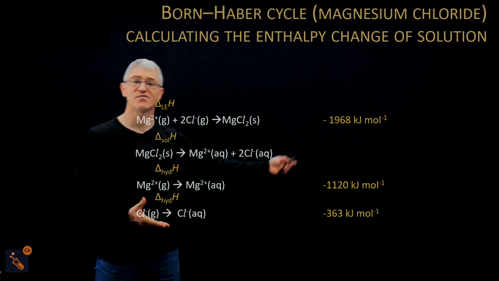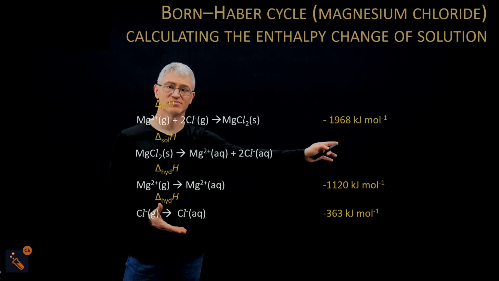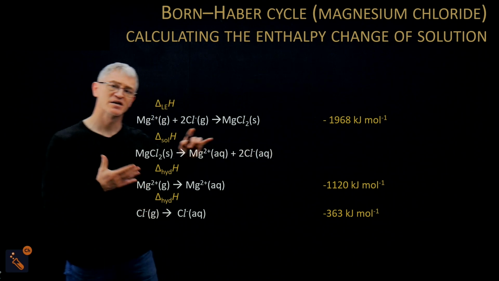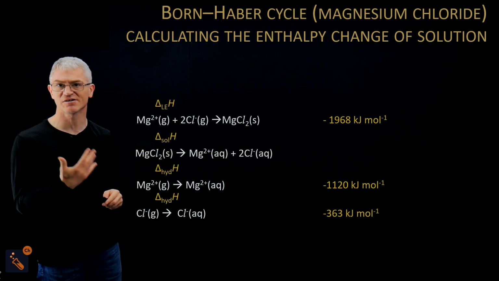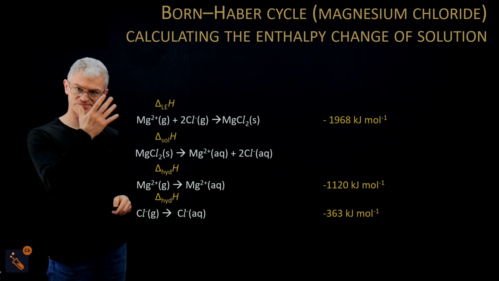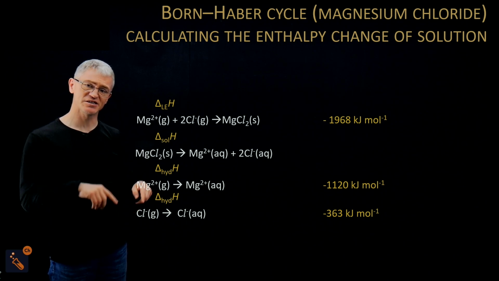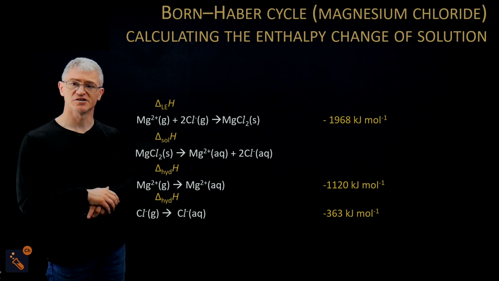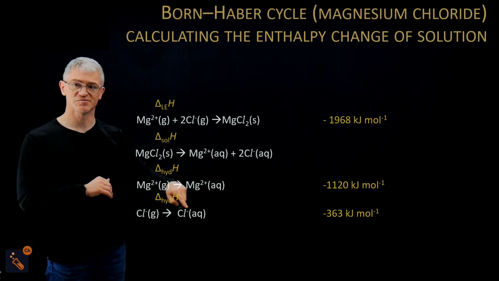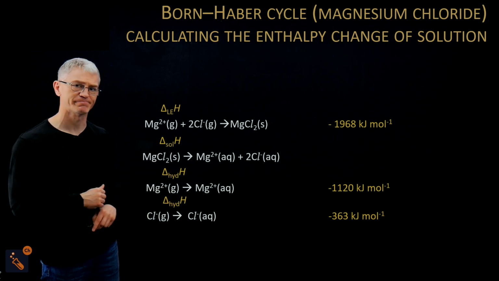Now we've been given every change in terms of numbers apart from the delta sol H. The delta sol H we're going to have to work out because it is the question. Okay, so calculate the enthalpy change of solution. Really important here that you realise that MgCl2 though is 2 chloride ions, and therefore I'm going to need to times this number by 2, but we'll come back to that.